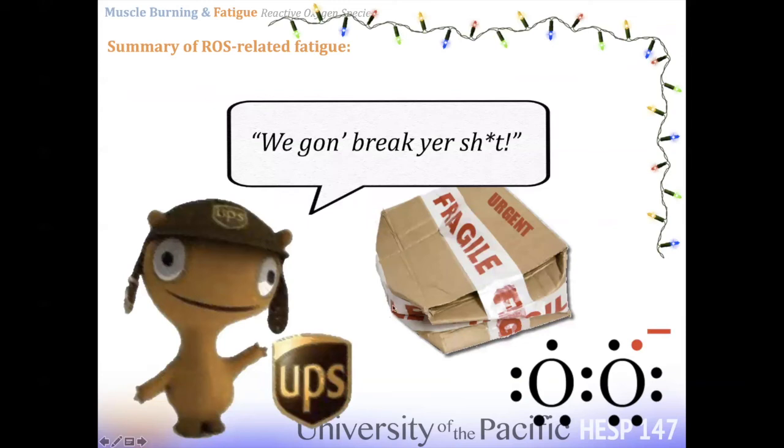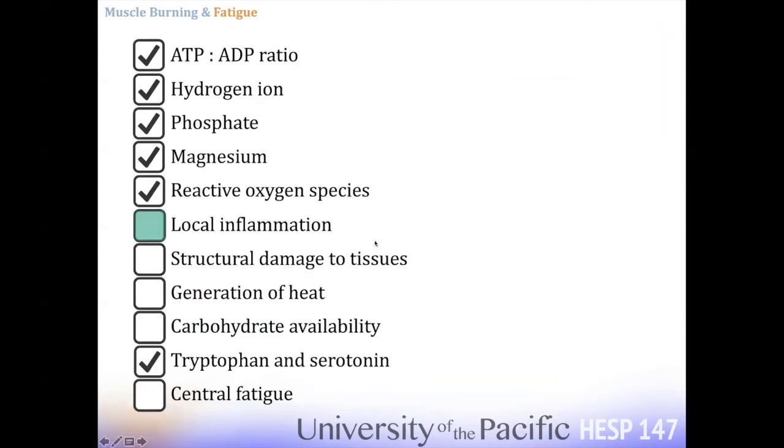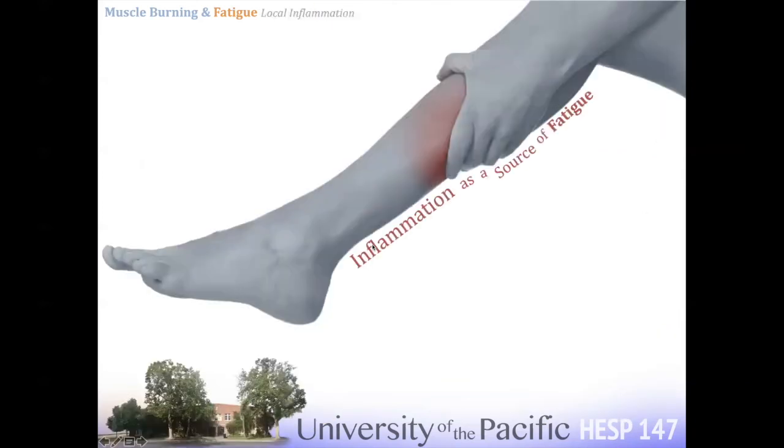Reactive oxygen species. This is really the best explanation. That's the best explanation. You have an unpaired electron, the superoxide, you're going to generate a ton of it during vigorous exercise because you just can't handle the workload. And inflammation. So let's move on to inflammation as a source of fatigue.